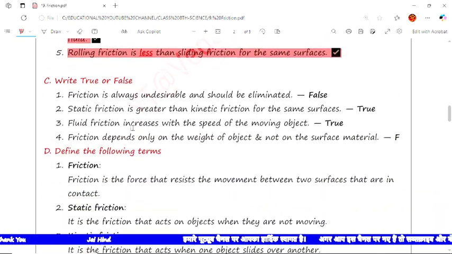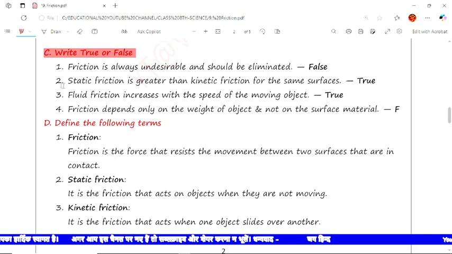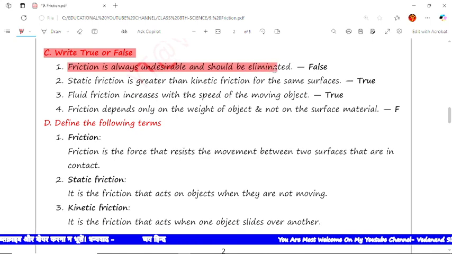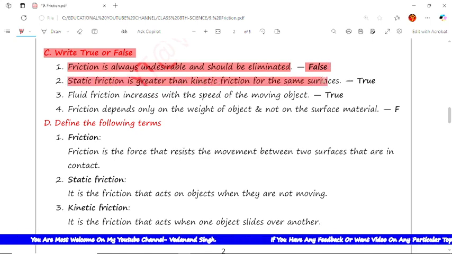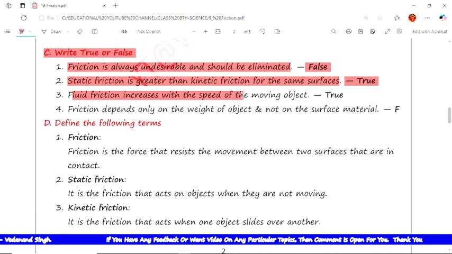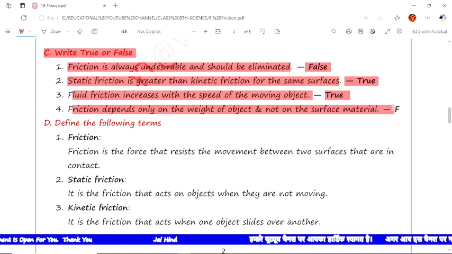The next type of question is true and false type questions. Statements are given here and you have to say whether the statement is true or false. The first statement is, friction is always undesirable and should be eliminated. That is false. Now the next statement is, static friction is greater than the kinetic friction for the same surfaces. Yes, this is true. The next is, fluid friction increases with the speed of the moving object. Yes, this is true. Now the next is, friction depends only on the weight of the object, not on the surface materials. That is false.